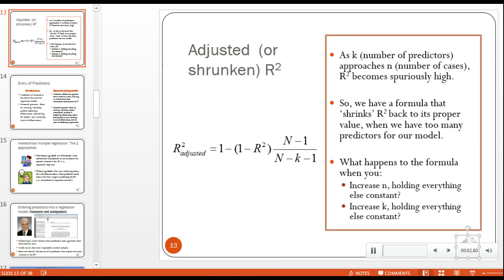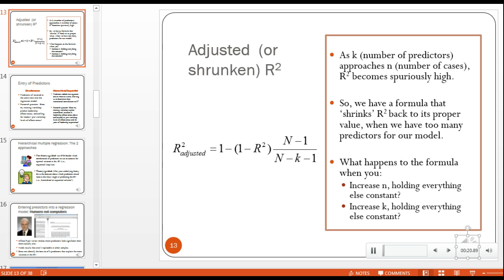Whenever a regression analysis is run, SPSS gives us something called the adjusted R squared. This is also referred to as shrunken R squared in the literature, so just so you know, those two terms refer to the same thing.